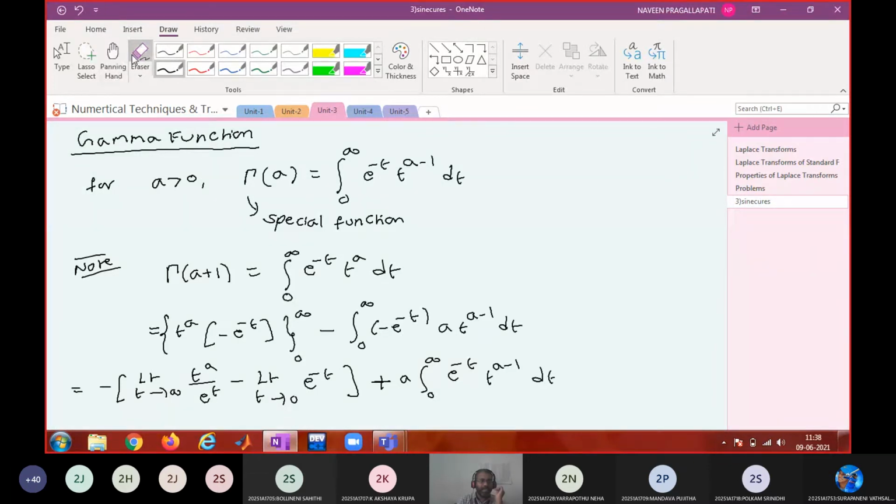I think this is limit t tends to infinity, right? Sorry, there is a mistake here. You see, what is the limit? This is t power a, no? So this is t power a by e power t.